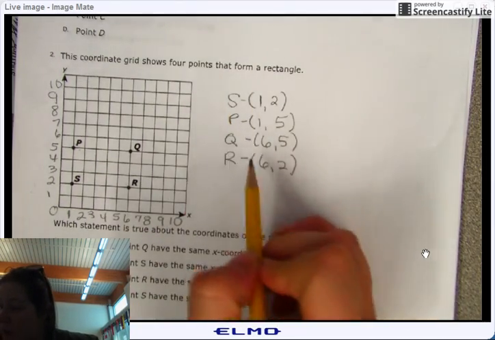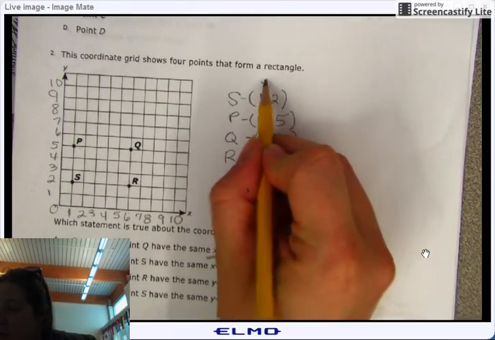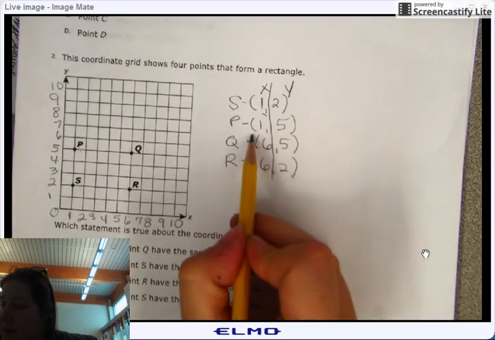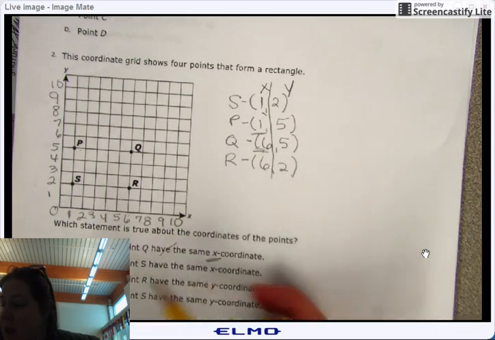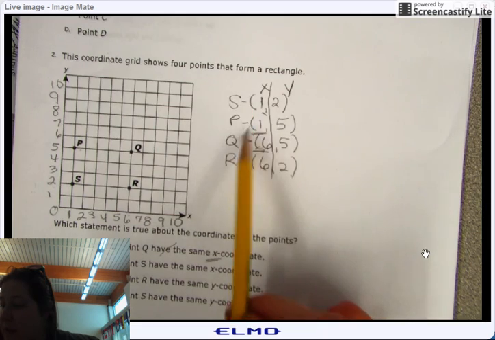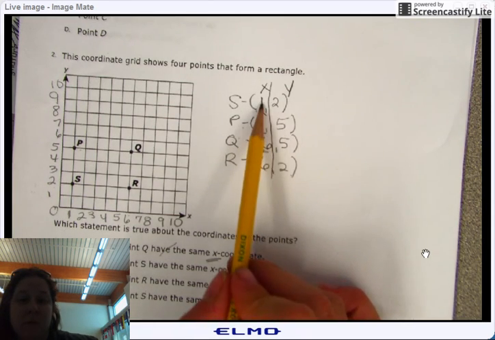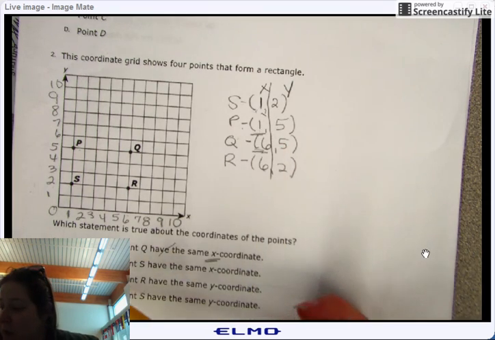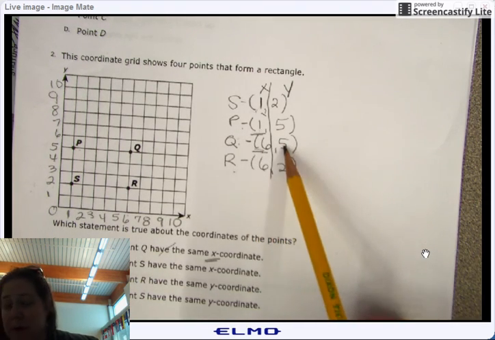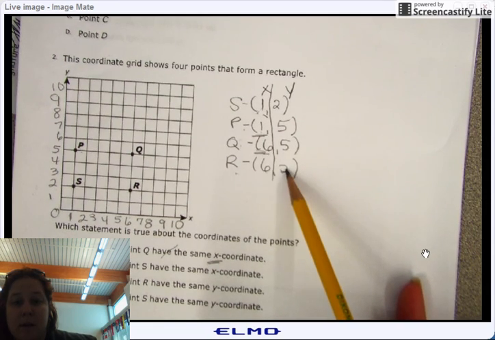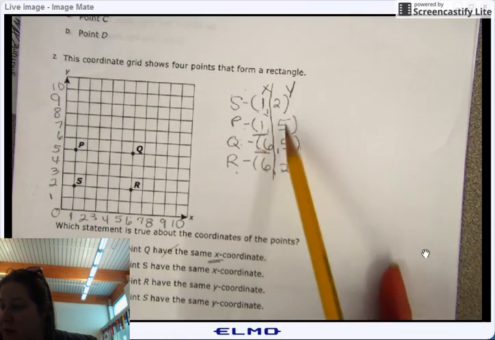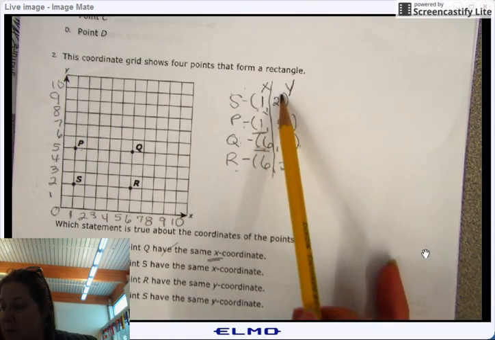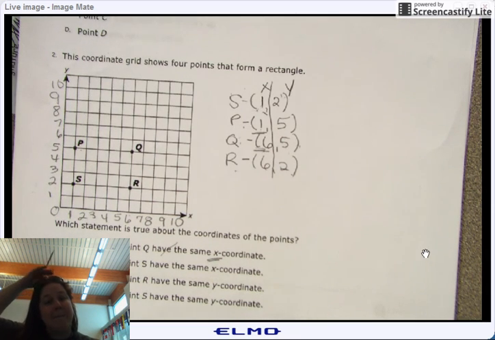So now you have to look at this. Point P and point Q have the same x coordinates. Remember, this is x, this is y. Do point P and point Q have the same x? No. Point S, P and S have the same x coordinates. True. Let's see the rest. Point Q and R have the same y coordinates. And point Q and S have the same y coordinates. No. So your answer is actually B.